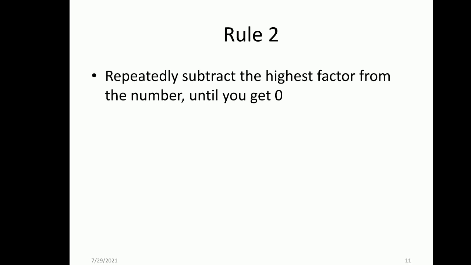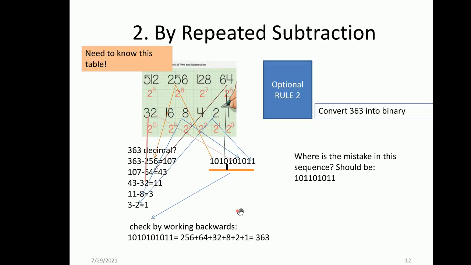But there is a second rule, which involves repeatedly subtracting the highest factor in terms of powers of 2 from the number until you get 0. Let me explain that. I mean, it's quite a nice method. And I'm sorry my diagram is a bit complicated. But in this rectangle here, I've written out the powers of 2.